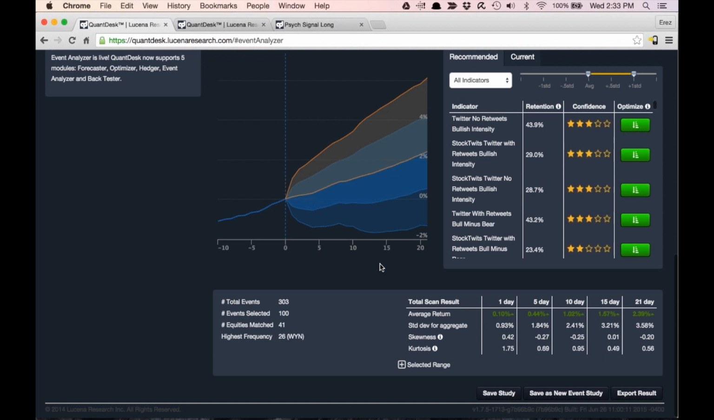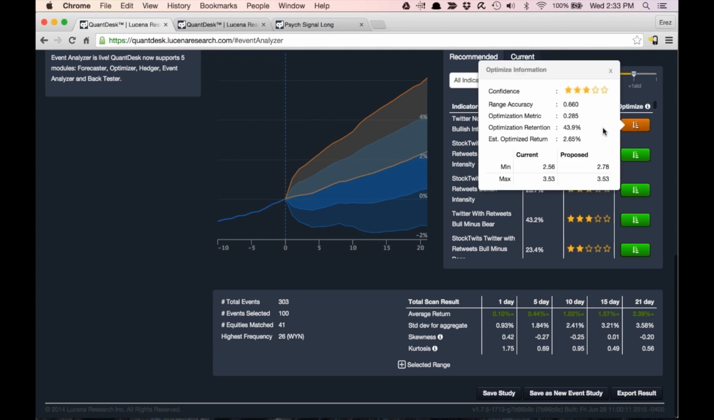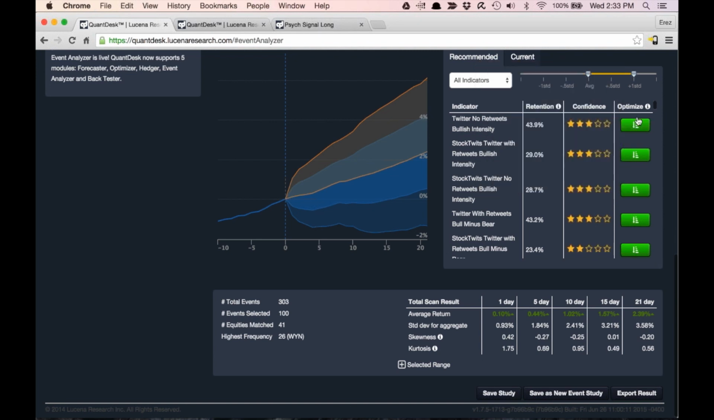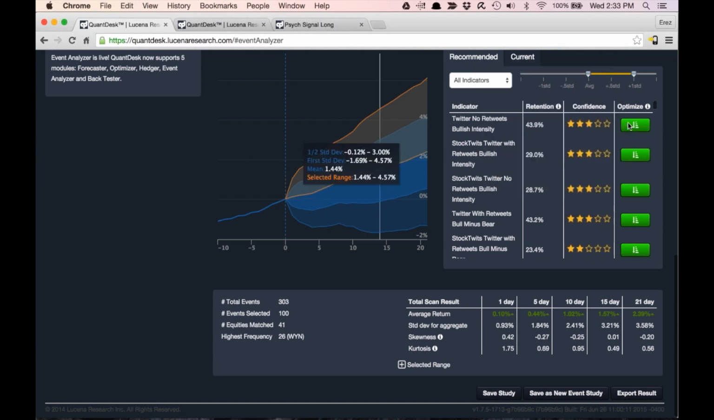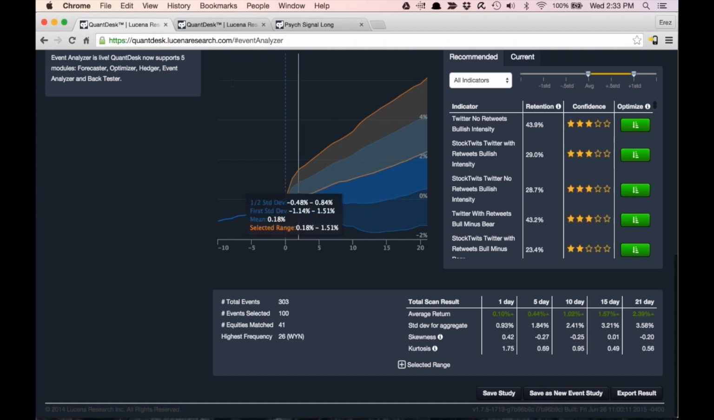For example, if I add the Twitter no retweet bullish intensity to the event study, you can see here that it'll increase the return from 2.39 at 21 days to 2.65, and it'll reduce the number of events by about half. 43.9% of the events are going to match the new criteria. I'll leave it alone because this is strong enough to backtest and see if those conditions will hold out of sample.